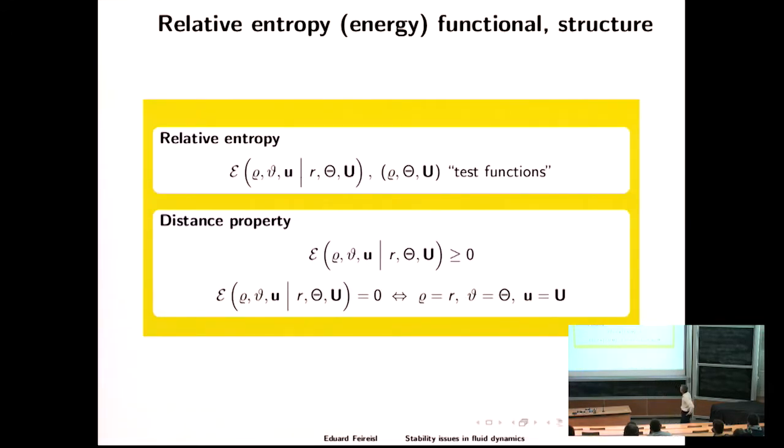Okay, so what is the principle of the relative energy or entropy functional? There is some common structure. We take a functional which depends on two triples. On the left-hand side, we have the triple which represents the weak solution of the problem, so this is rho, theta, and u. And on the right-hand side, we have another trio which, in my talk, is going to be an arbitrary trio of sufficiently smooth functions. These functions, maybe not really correctly, can also be called test functions.